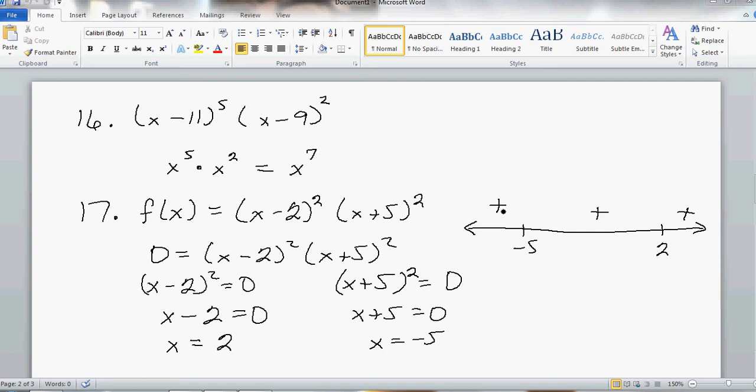But to answer the question, where is it above and below the x-axis? It's above the x-axis, and below nowhere. Nowhere does it ever get below the x-axis. But where is it above? From negative infinity all the way up until negative 5, where it hits. Then it starts back up at negative 5, goes to 2, and at 2 it hits and goes right back up. So it's above almost everywhere, except at negative 5 and at 2, because it's right on the x-axis there.